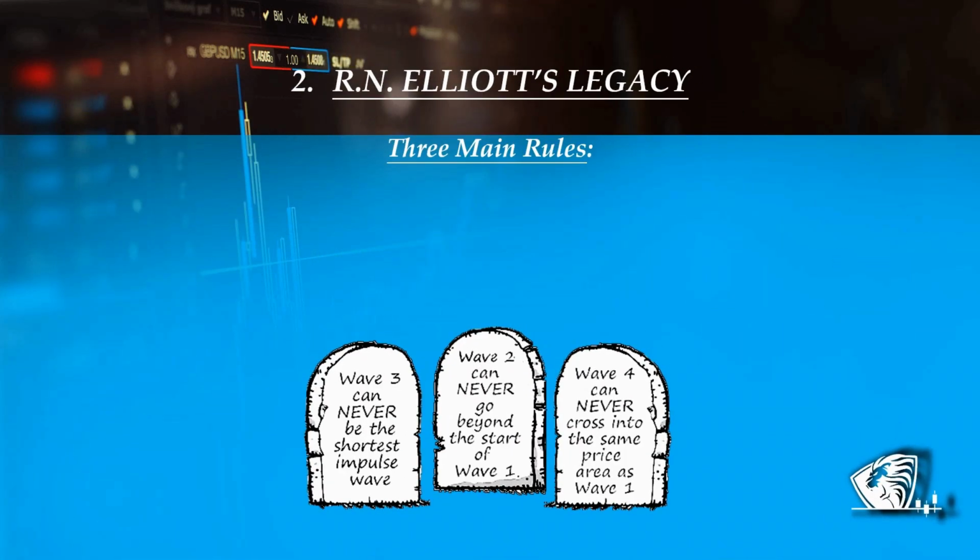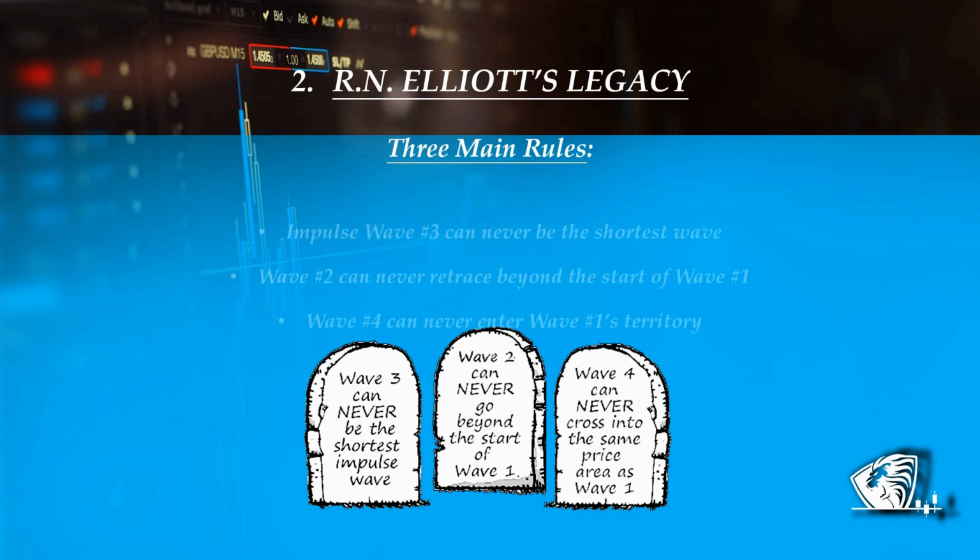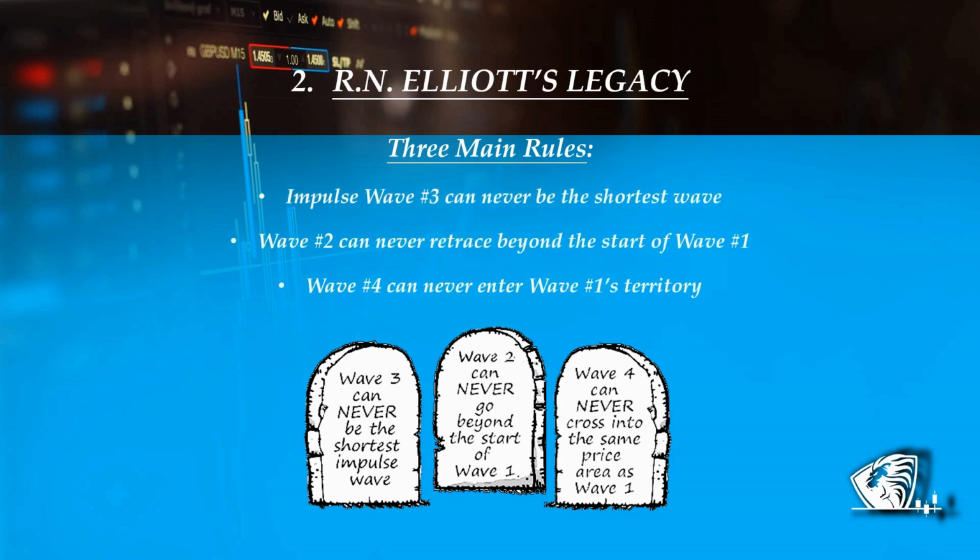Let's move on. There are three main rules that Ralph Nelson Elliott put his accent on, which are the following. Impulse wave 3 can never be the shortest wave. Wave 2 can never retrace beyond the start of wave 1. Wave 4 can never cross into the same price area as wave 1. These rules, just like all rules in general, are bent sometimes, so don't be afraid to think outside the box and question everything. What I would suggest is that when one of these three rules is broken, then a review needs to be done for the wave count.